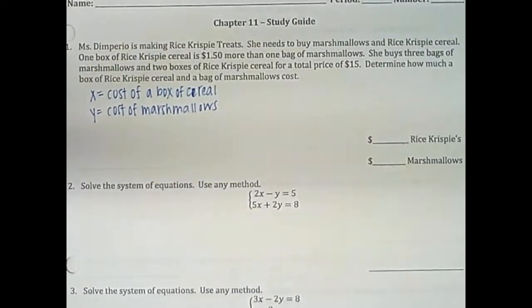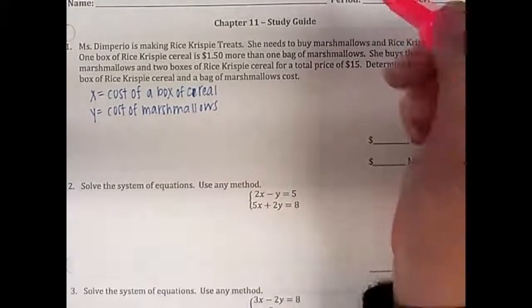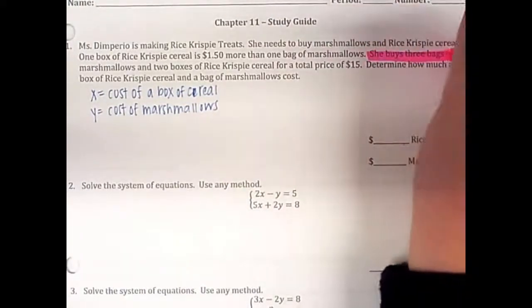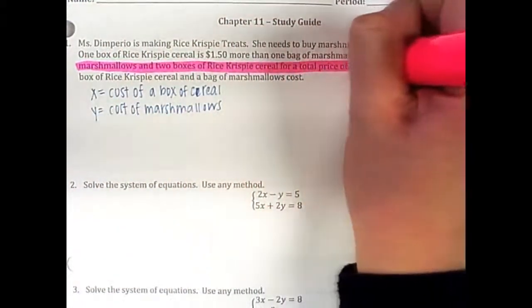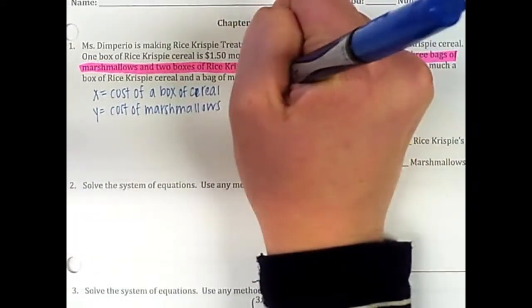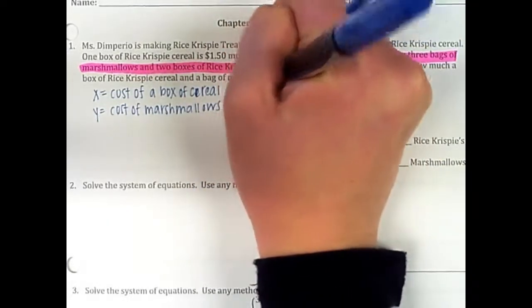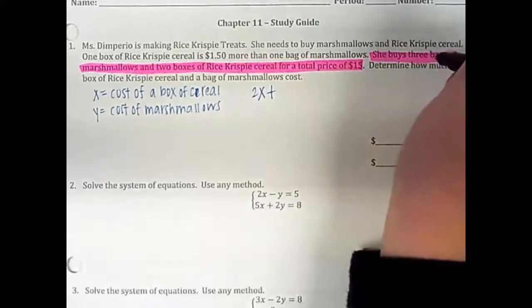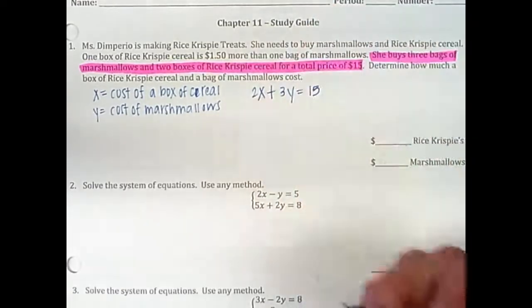Okay, so from there, it's giving us 2 different equations. The first one I'm going to do is this one. So she buys 3 bags of marshmallows and 2 boxes of Rice Krispie cereal for a total price of $15. So that equation is going to be 2 boxes of Rice Krispies, so 2x, plus 3 bags of marshmallows, so 3y, equals 15.